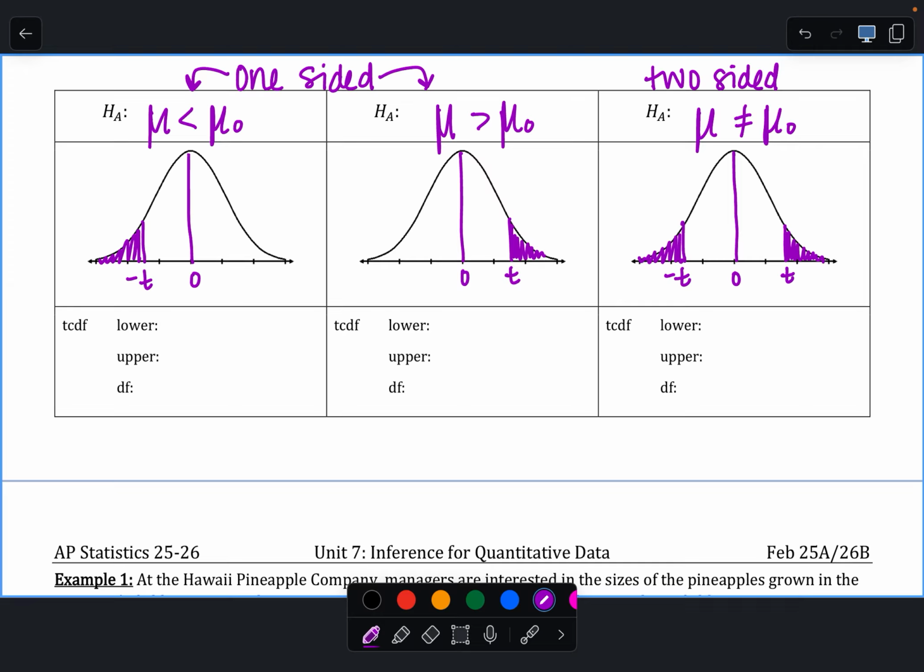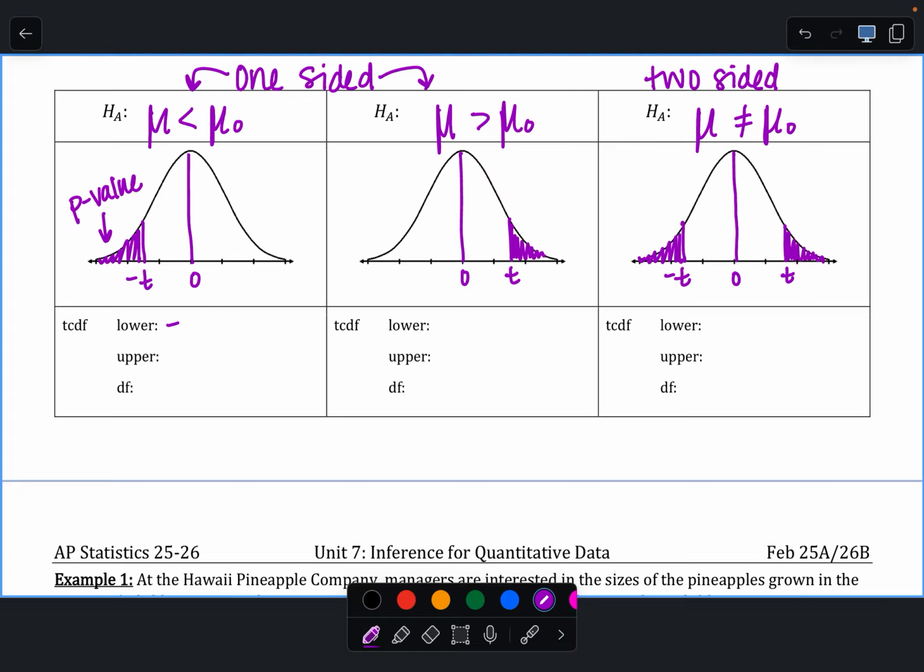Now, one thing about this, these shaded regions, they are your p-value. They are, if the null were true, how likely is it for a sample like this to happen, or something more extreme? Because if it's more extreme, it proves them more wrong. So when we go in to calculate these p-values, we do have to enter in our lower and uppers.